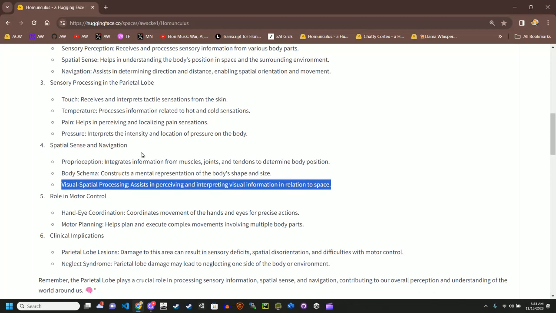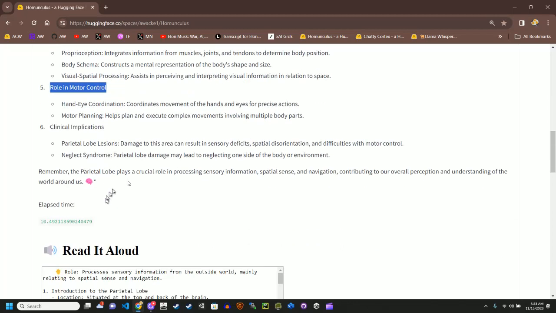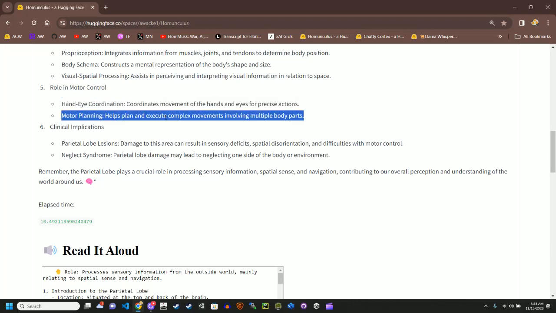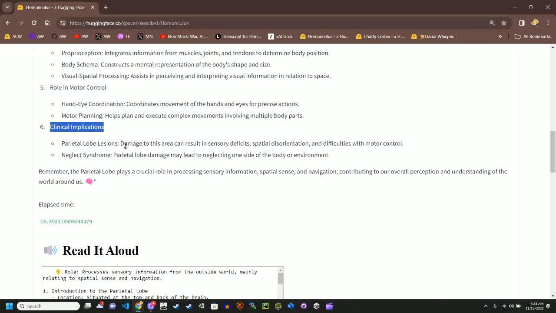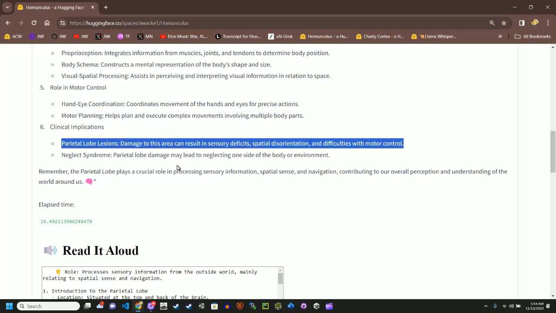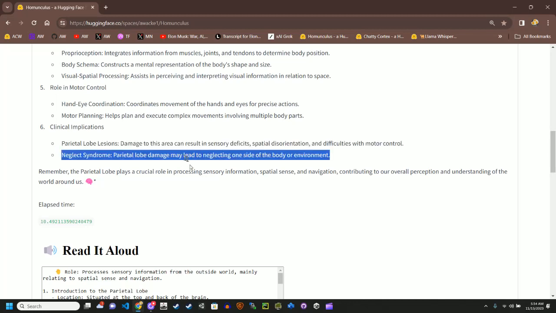5. Role in motor control. Hand-eye coordination: coordinates movement of the hands and eyes for precise actions. Motor planning: helps plan and execute complex movements involving multiple body parts. 6. Clinical implications. Parietal lobe lesions: damage to the parietal lobe can cause sensory deficits and difficulties with motor control. Neglect syndrome: parietal lobe damage may lead to neglecting one side of the body or environment.